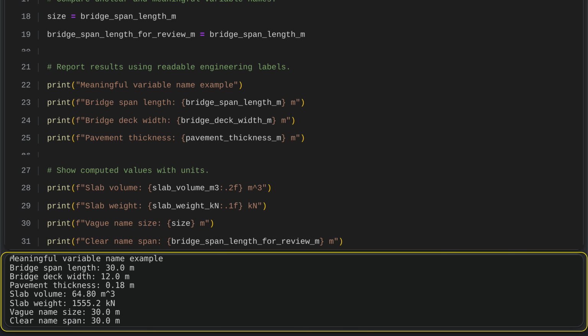This example shows why clear variable names matter in engineering calculations. It computes a bridge concrete slab's volume and weight using descriptive names that include units, making the code easier to check and less prone to mistakes. The output reports the main dimensions, slab volume, and weight, while contrasting vague naming with clearer naming to emphasize good coding practice.